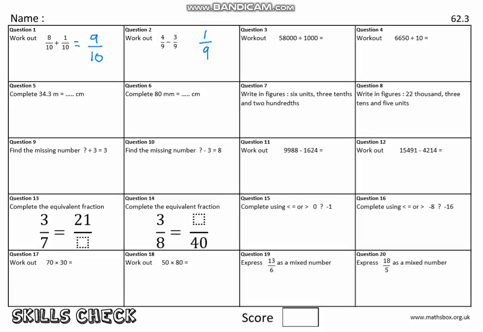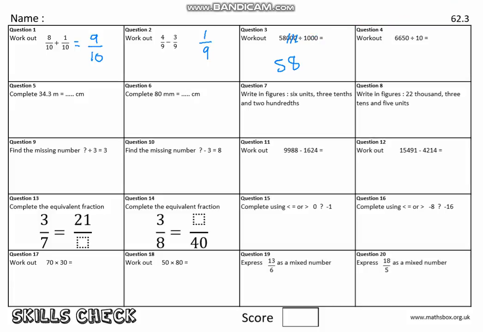Okay, so question 3 says 58,000 divided by 1,000. So we're going to count how many zeros we've got here. So 1, 2, 3, and we're going to take those off of this one. So if I take off 1, 2, 3, I'm left with 58 as my answer there.